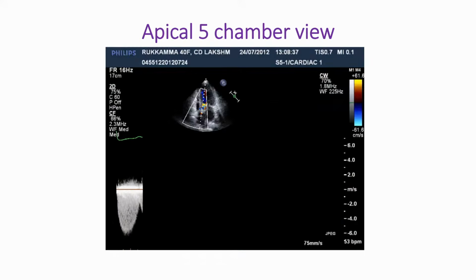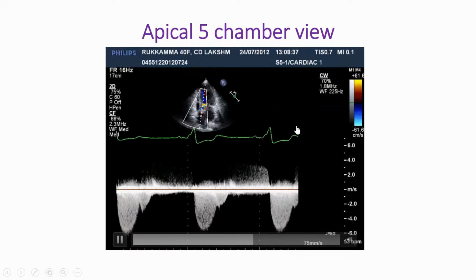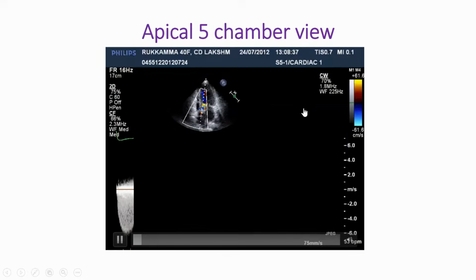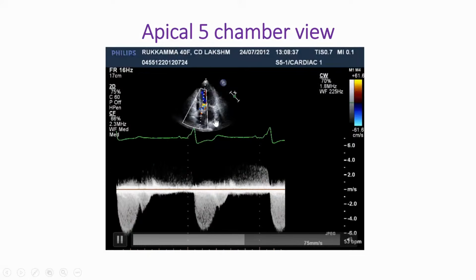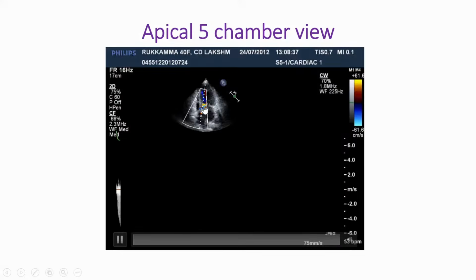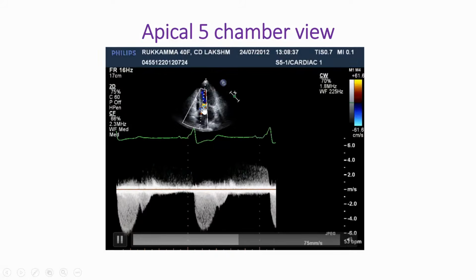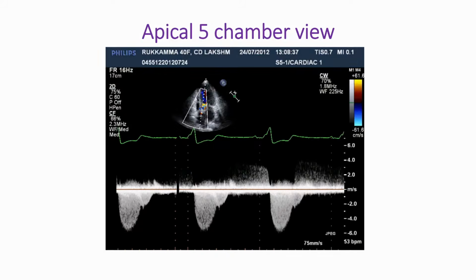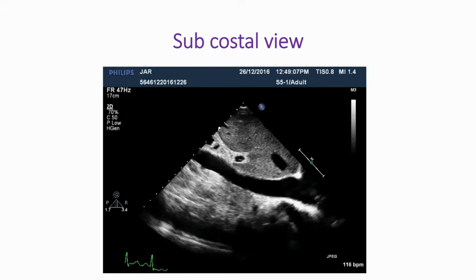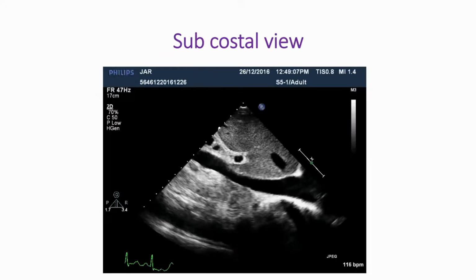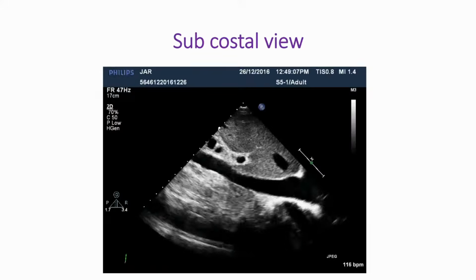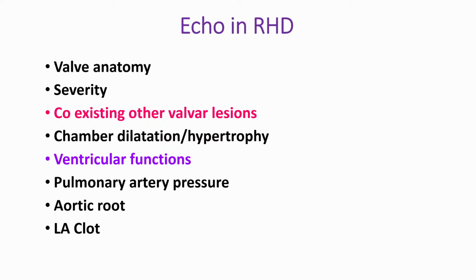Then in the same apical 4-chamber view with a slight tilt, we can get the apical 5-chamber view, wherein we can open the aortic valve and look for aortic stenosis or aortic regurgitation. And then we look at the subcostal view to look for the IVC, whether it is dilated and how is the collapsibility with respiration, and then the suprasternal view. So this is the sequence of how we do the echo in any case of suspected valvular heart disease.